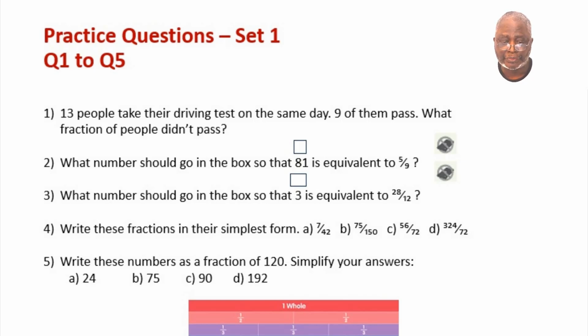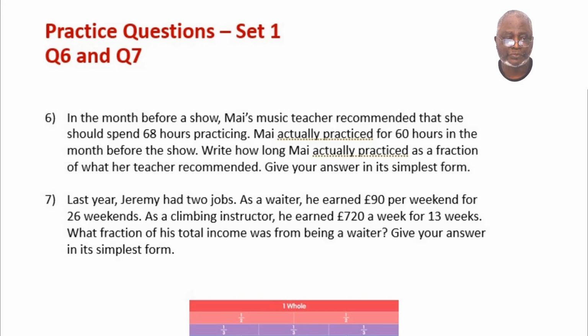Question 5. Write these numbers as a fraction of 120. Simplify your answers. A. 24. B. 75. C. 90. D. 192. Let's see the answers. But before we do, let's look at questions 6 and 7.